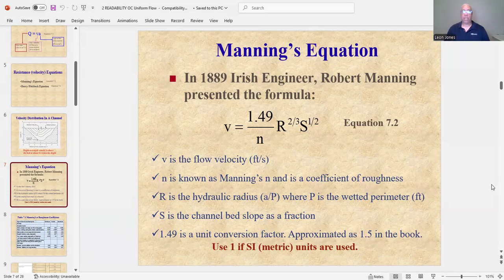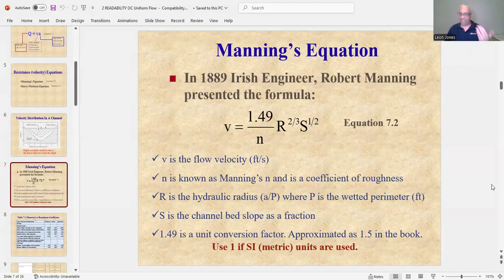V, that's your velocity, equals 1.49. They rounded up to 1.49, but I already know it's 1.486 divided by n, R to the 2/3, S to the 1/3. Now, so you'll understand what the variables are.